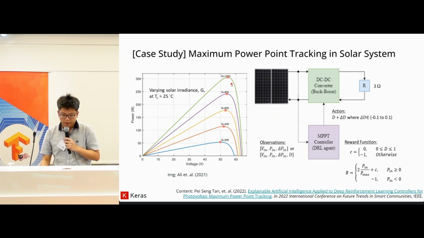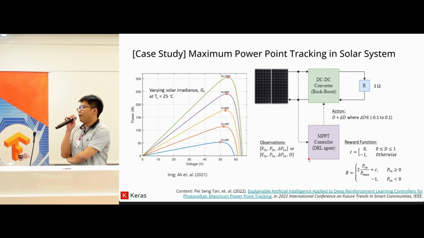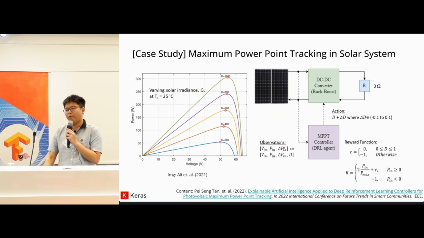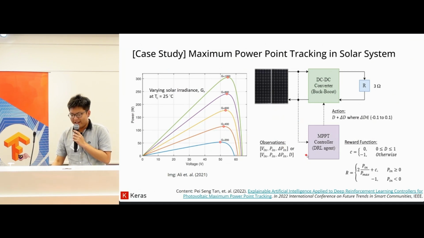I want my model to be able to predict the action correctly here. So what are the observations? Meaning, what is the information my model receives before it provides these actions? I'm trying to study the difference between providing the duty cycle and no duty cycle. So what is the duty cycle? The duty cycle is the previous action I provided to the DC to DC converter.